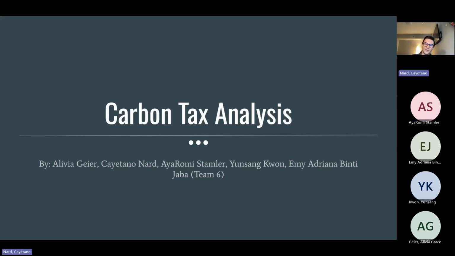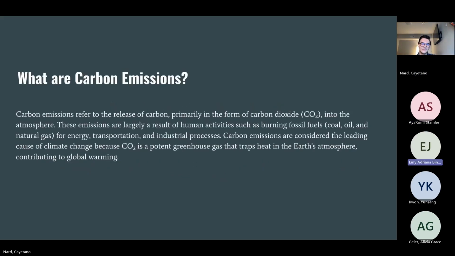And we did an analysis on carbon taxes for our presentation. First things first, we need to know what carbon emissions are. So basically, we're talking about CO2, which is carbon dioxide. It is a big problem, but it's caused by a small molecule. Yes, carbon dioxide might be tiny, but it's making an outsized impact on our world. It's like the ultimate overachiever.